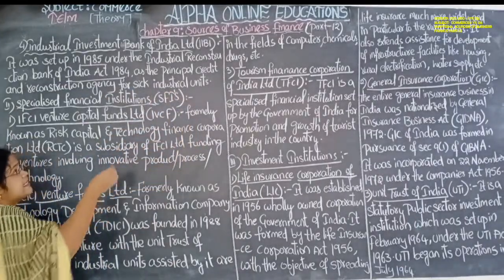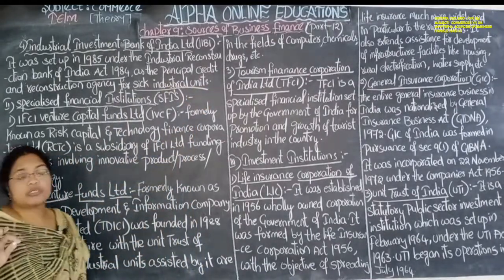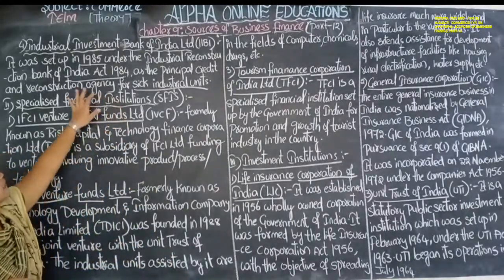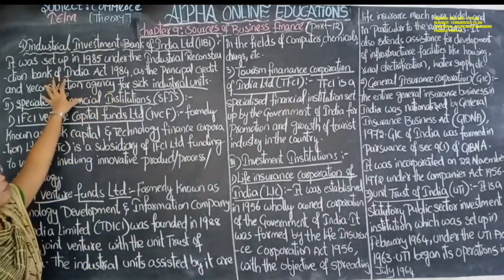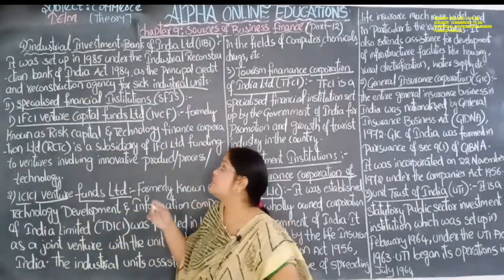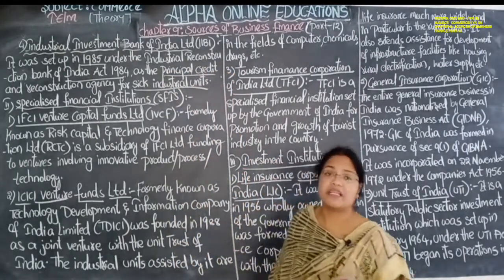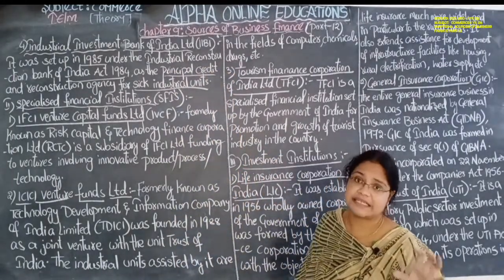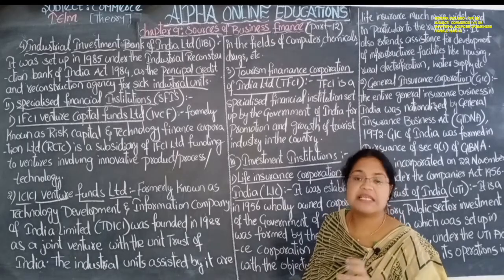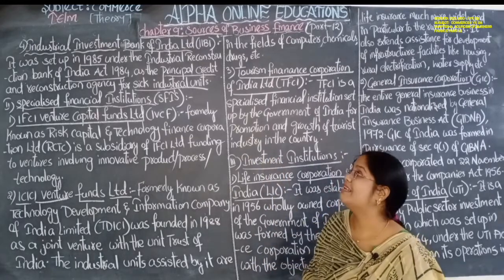Sick industrial units means those industrial units which are suffering very huge losses. For those companies and industries, it will provide the principal credit, meaning it will provide finance for those industries which are suffering from the problem of losses, so that those companies can stand again in the business environment. So that is about the Industrial Investment Bank of India Limited.